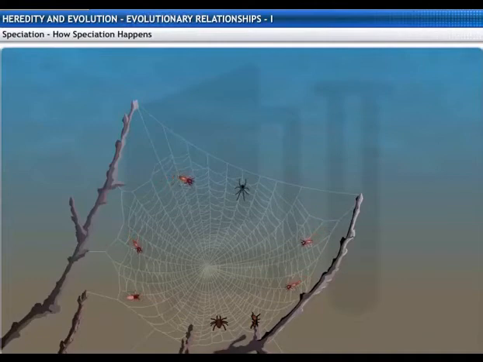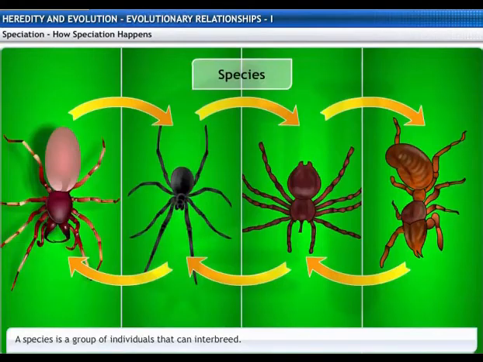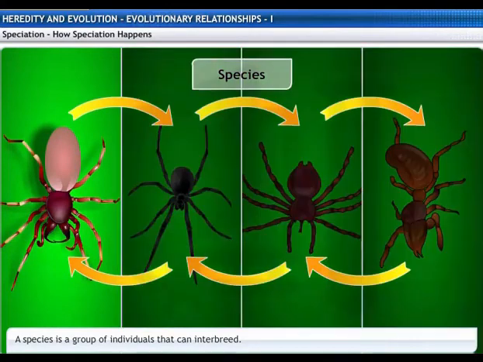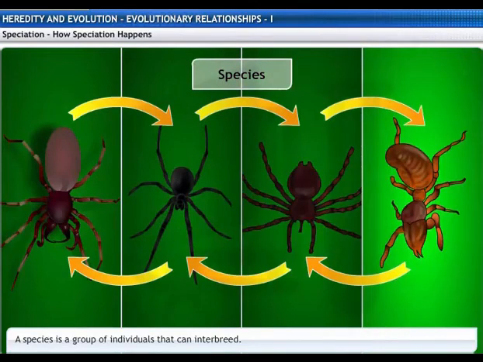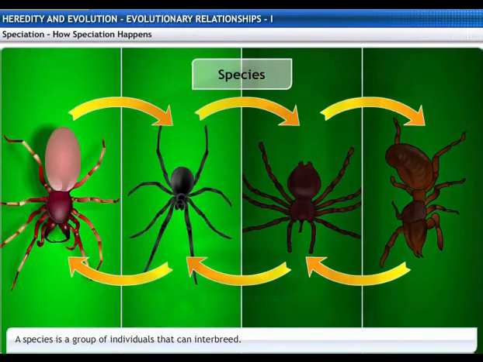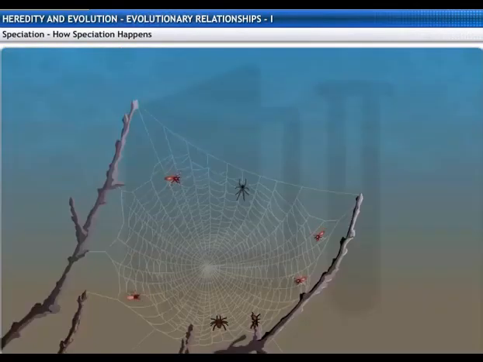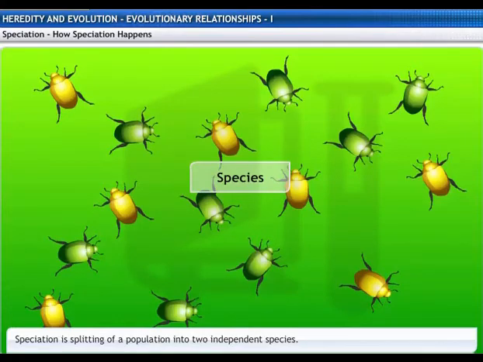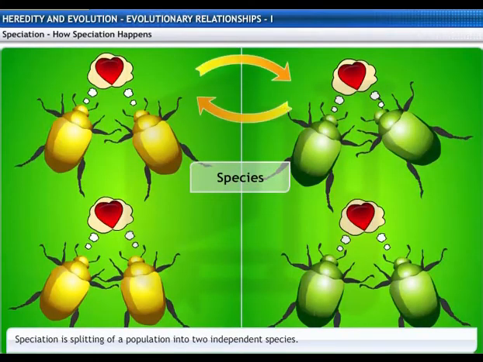Let's see how the speciation happens. Before that, let's understand what a species is. Take a look at the spiders. Each spider looks different, but they are all able to interbreed. A species is defined as a group of individuals that can interbreed in nature. Thus, we can say that these spiders belong to the same species. Speciation is an event that splits a population into two independent species which cannot reproduce with each other.